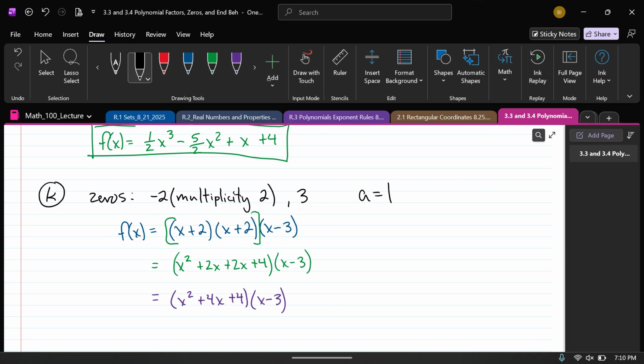And now I'm going to distribute. I'm going to distribute the x minus 3 to the 3 terms instead of the 3 to the 2. Just because it's shorter. It's the same. So that's going to be my x to the 3rd power, 4x to the 2nd power, plus 4x. Then I'm going to distribute the negative 3. Minus 3x squared, minus 12x, minus 12.